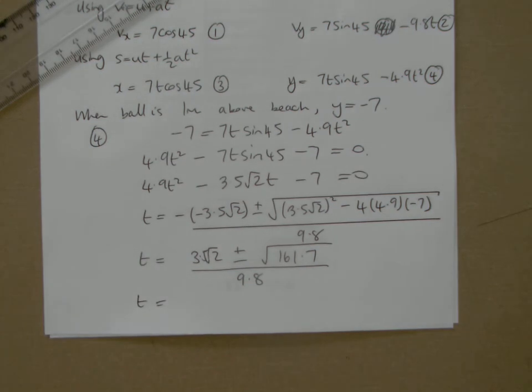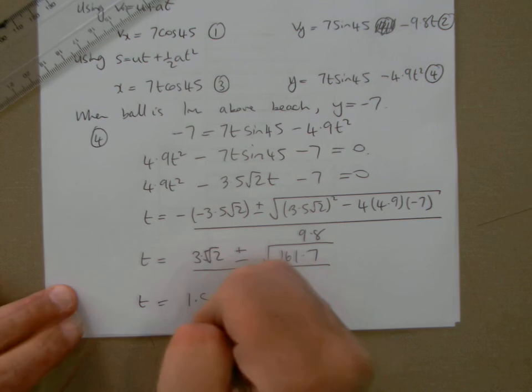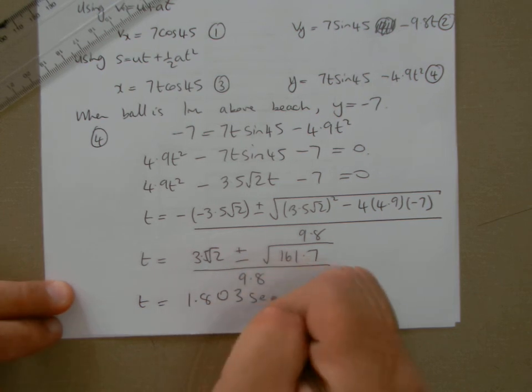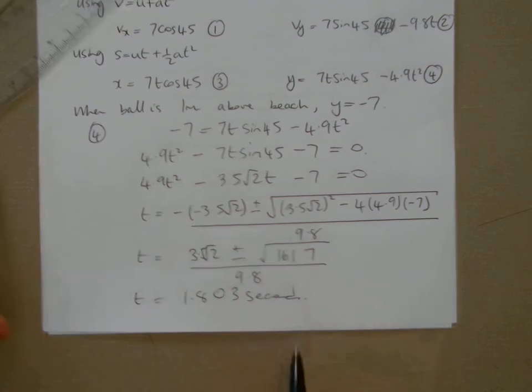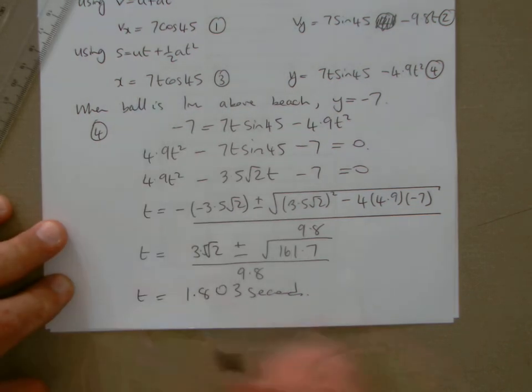So let's just see, it is negative. If I do the minus, yeah, it's going to be negative. So we take the positive, and we get t to be 1.803 seconds.